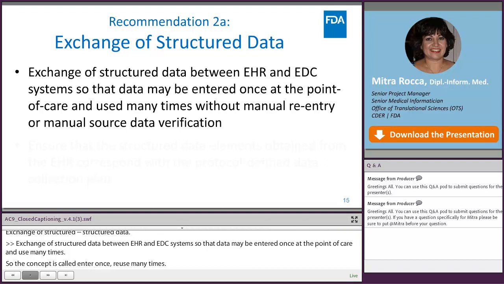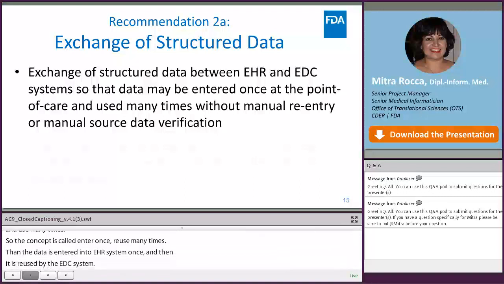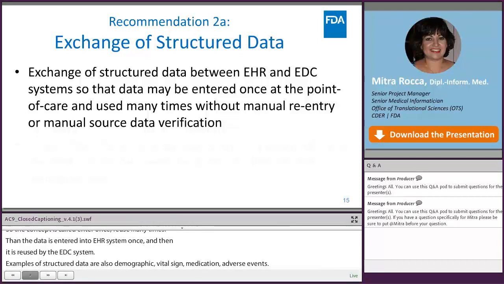Examples of structured data are demographics, vital signs, medication, and adverse events. Then ensure that the structured data elements obtained from the EHR correspond with the protocol-defined data collection plan, for example, time and measurement.